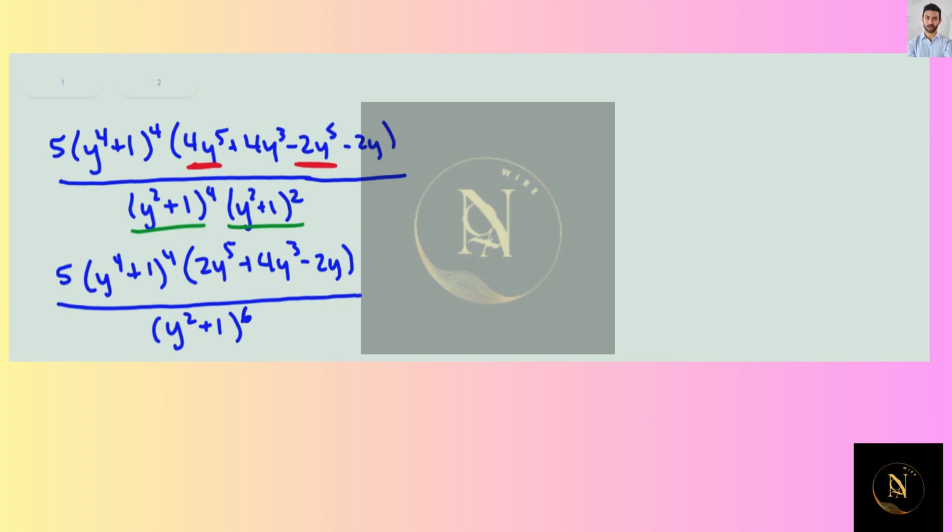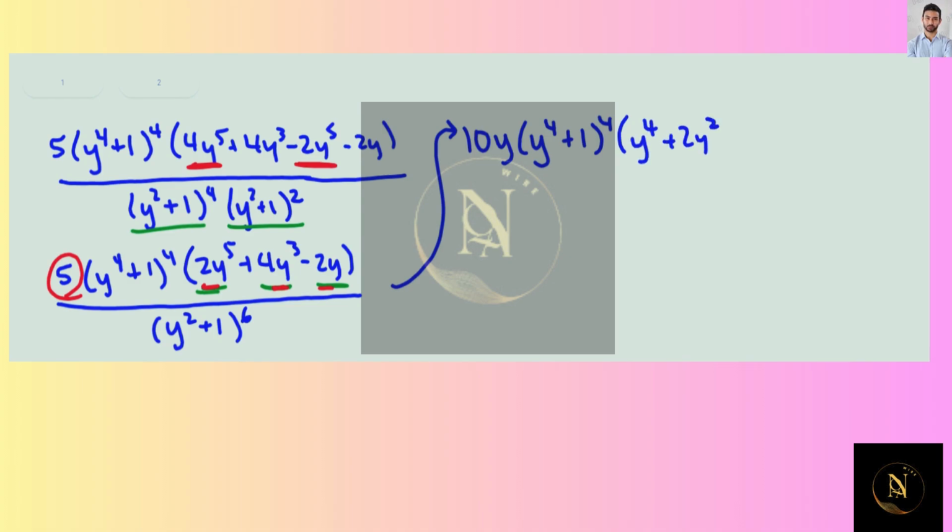Okay, finally, let's notice that each of the terms in the final factor of the numerator is a multiple of 2y. So let's factor 2y out of each of those, and we'll multiply that 2y that we get factored out by the 5. That will give us 10y times y to the fourth plus 1 to the fourth times y to the fourth plus 2y squared minus 1. And that's still over y squared plus 1 to the sixth power.